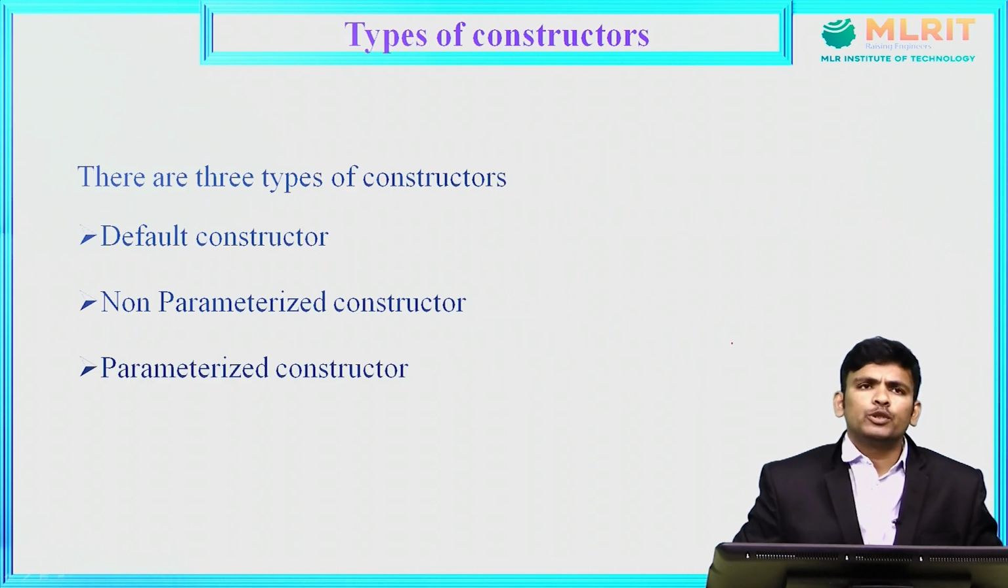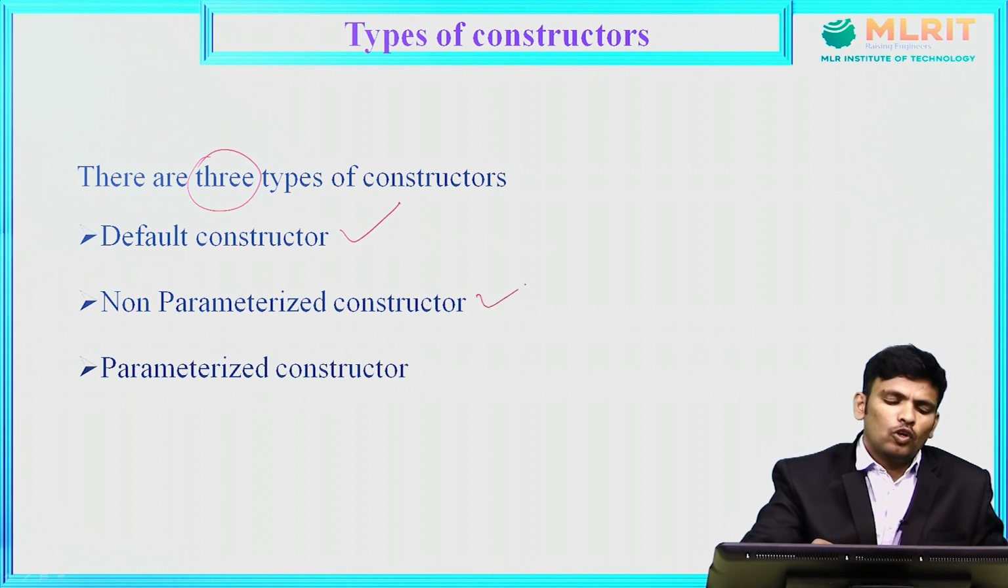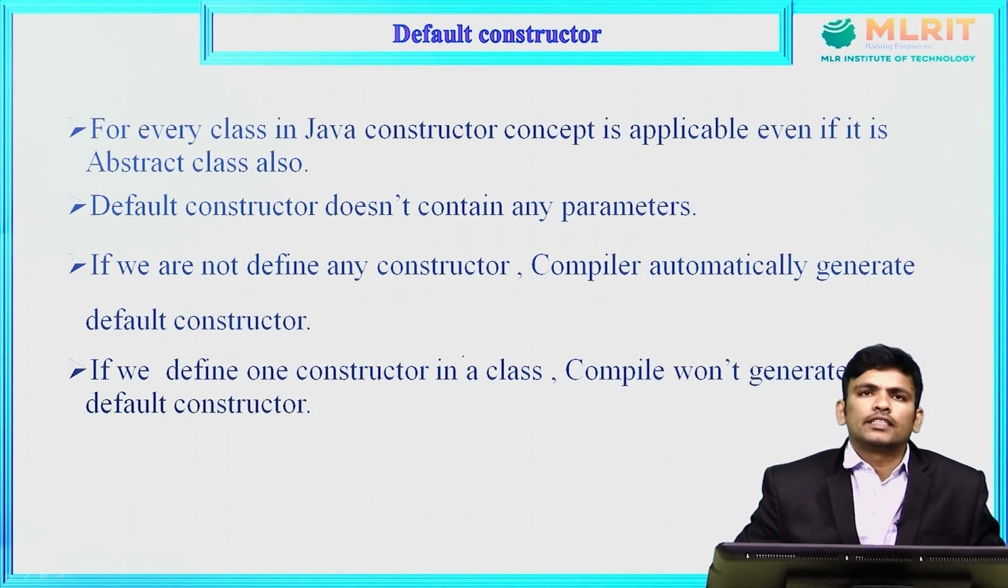Next, the types of constructor. Constructors can be divided into three types. One is the default constructor, the second one is the non-parameterized constructor, and the third one is the parameterized constructor. Now, we will see what the default constructor is.